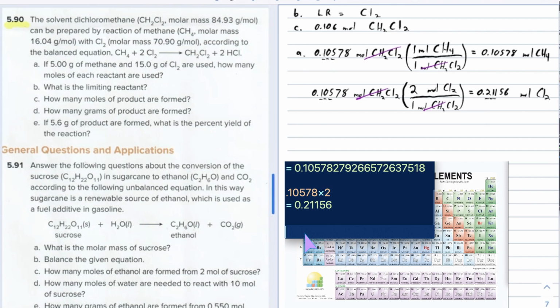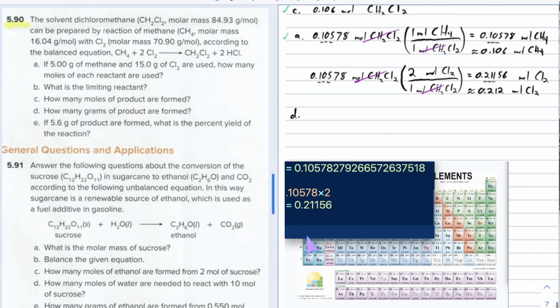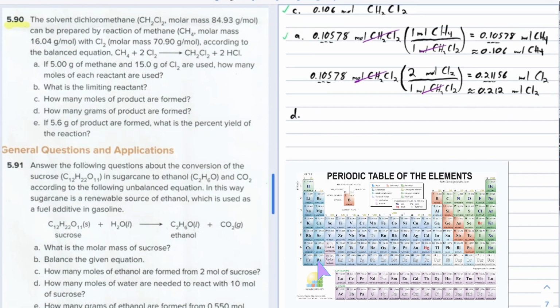Now this is a 3 sig fig number, so it's going to round to 0.212 moles of chlorine. And then up here when we did methane, that'll round to 0.106 moles of methane. So that answers A, B, C so far. How about D? So D comes next.